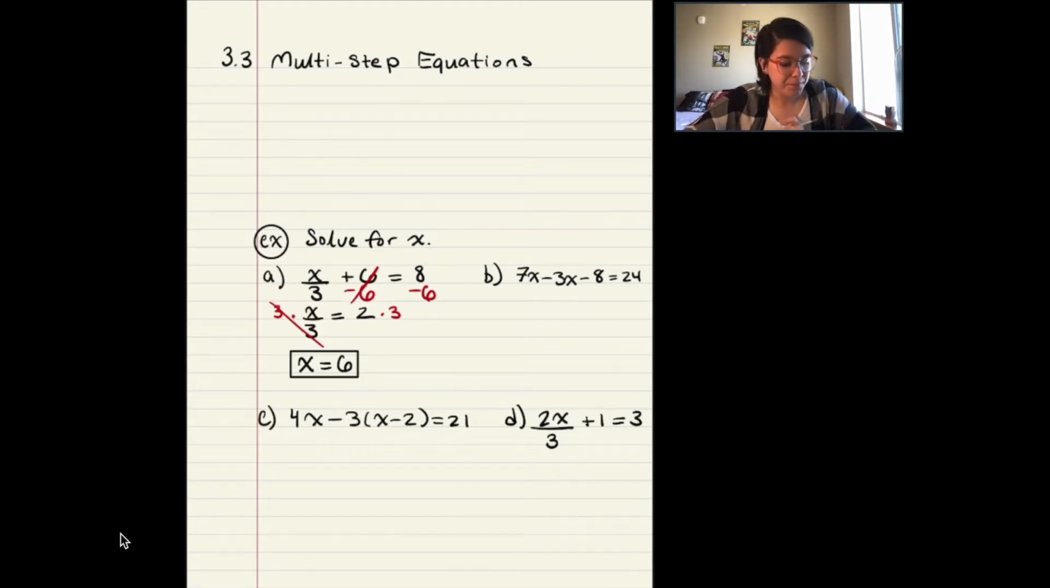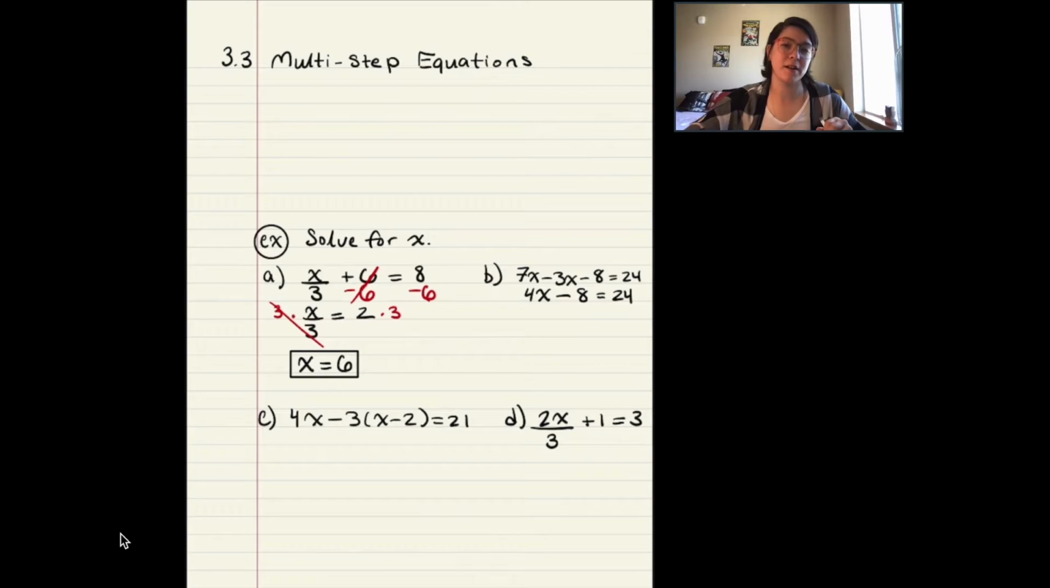So for b, we have 7x minus 3x minus 8 is equal to 24. For this one, we're going to have to do a little bit of simplifying first. If you notice, 7x and 3x are like terms because they both have a variable, x. So let's combine those first and then work from there. So we have 7x minus 3x. We combine our coefficients. So we have 7 minus 3, which would just be 4x, minus 8 is 24.